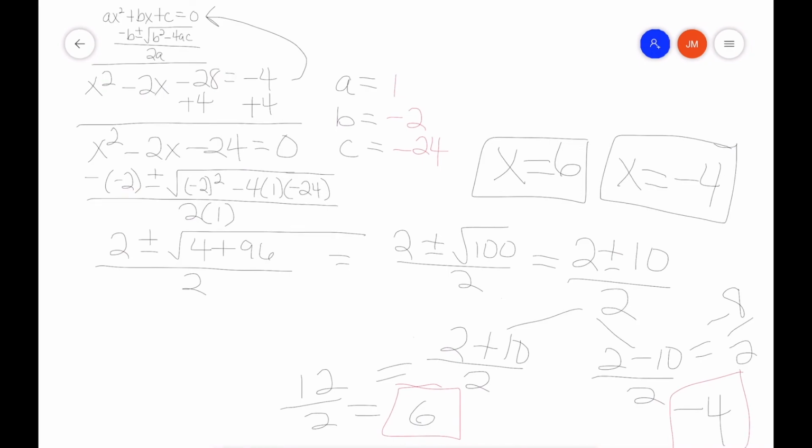That wraps up our discussion on solving quadratic equations with the quadratic formula.